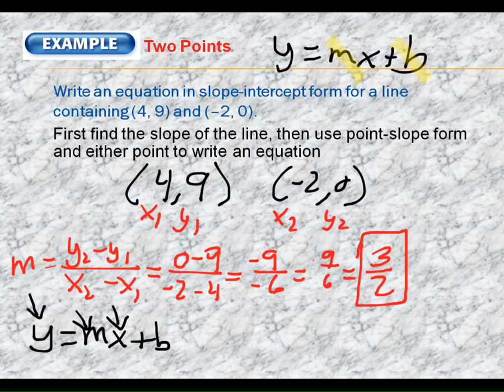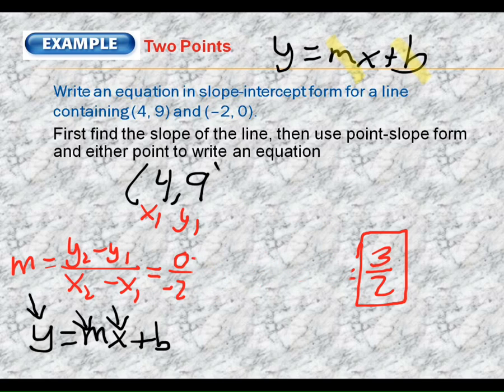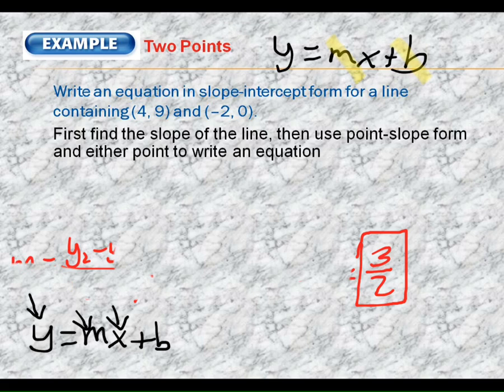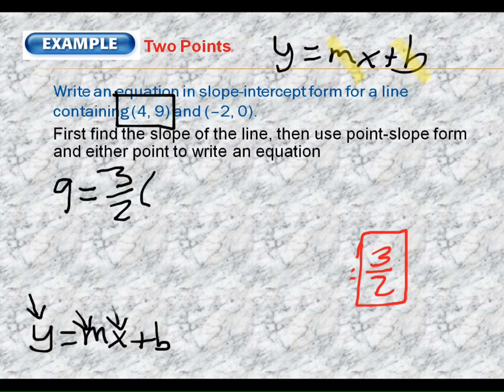Everybody okay with this part so far? I have my slope is m, okay, or my slope is 3/2. So let's do that. Let's say I'm going to pick 4, 9. For no reason. I'm just picking that one because they're both positive. Okay? I'm going to plug in 9 for y. 3 over 2 is my m. And 4 for x plus b. And y equals mx plus b. I plugged in my y coordinate, my m, my x coordinate.